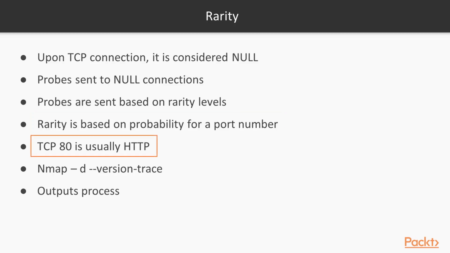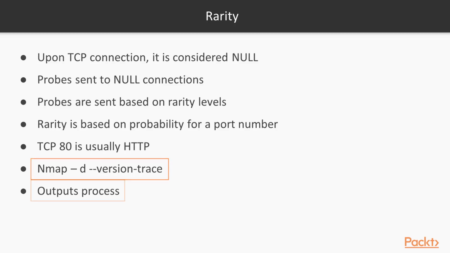So TCP 80, it's usually running HTTP. So some sort of application, Apache, Nginx, whatever it may be, running HTTP on port TCP/80. So Nmap will run that probe first to see if it got anything out of there, because there's no reason running some other random probe on a port that most likely 99% of the time is running an HTTP application. We can take a look at that with the version trace. So we can output the process of what it's doing with this rarity scan.